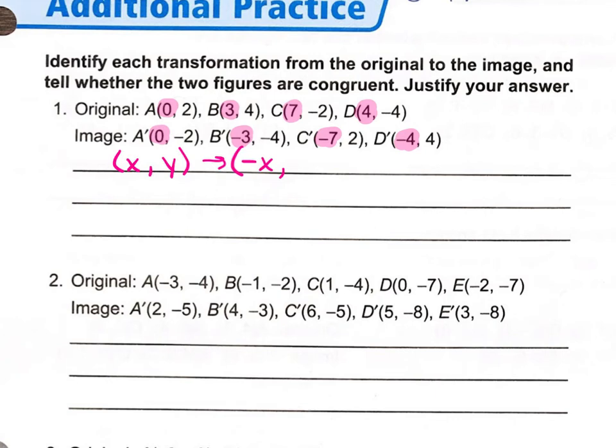And then let's look at the y values. So from 2 to negative 2, 4 to negative 4, negative 2 to positive 2, negative 4 to positive 4. Every time the y value also changed its sign. So we've written our rule. This is a 180-degree rotation, and it is congruent because a rotation just changes the position, not the size of a shape.